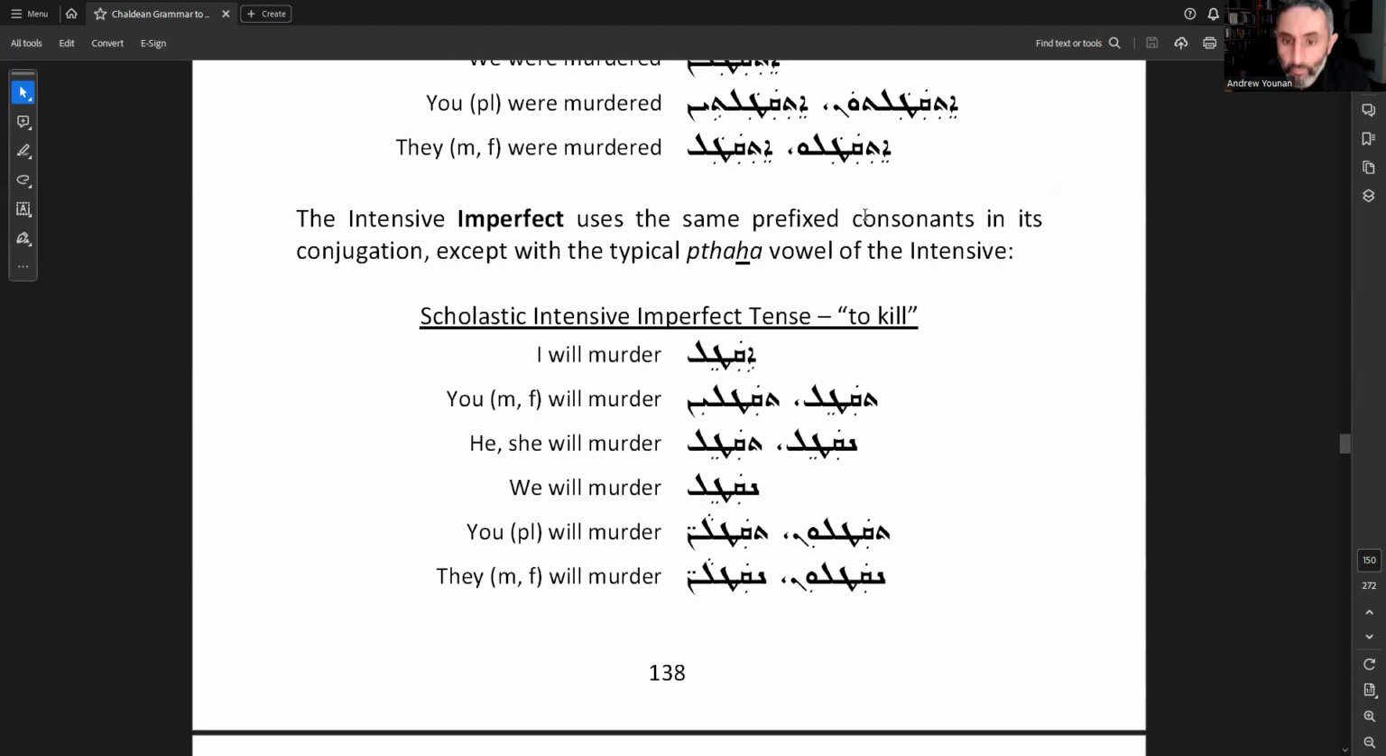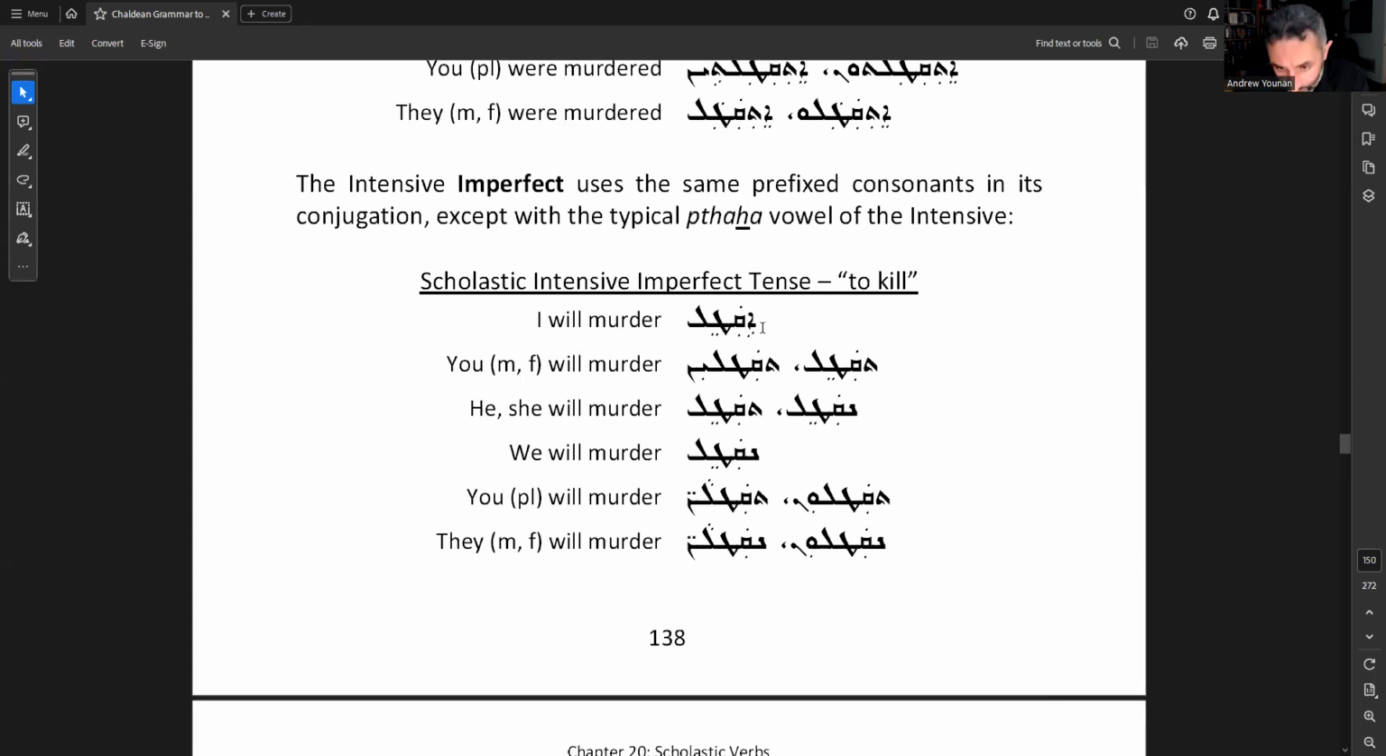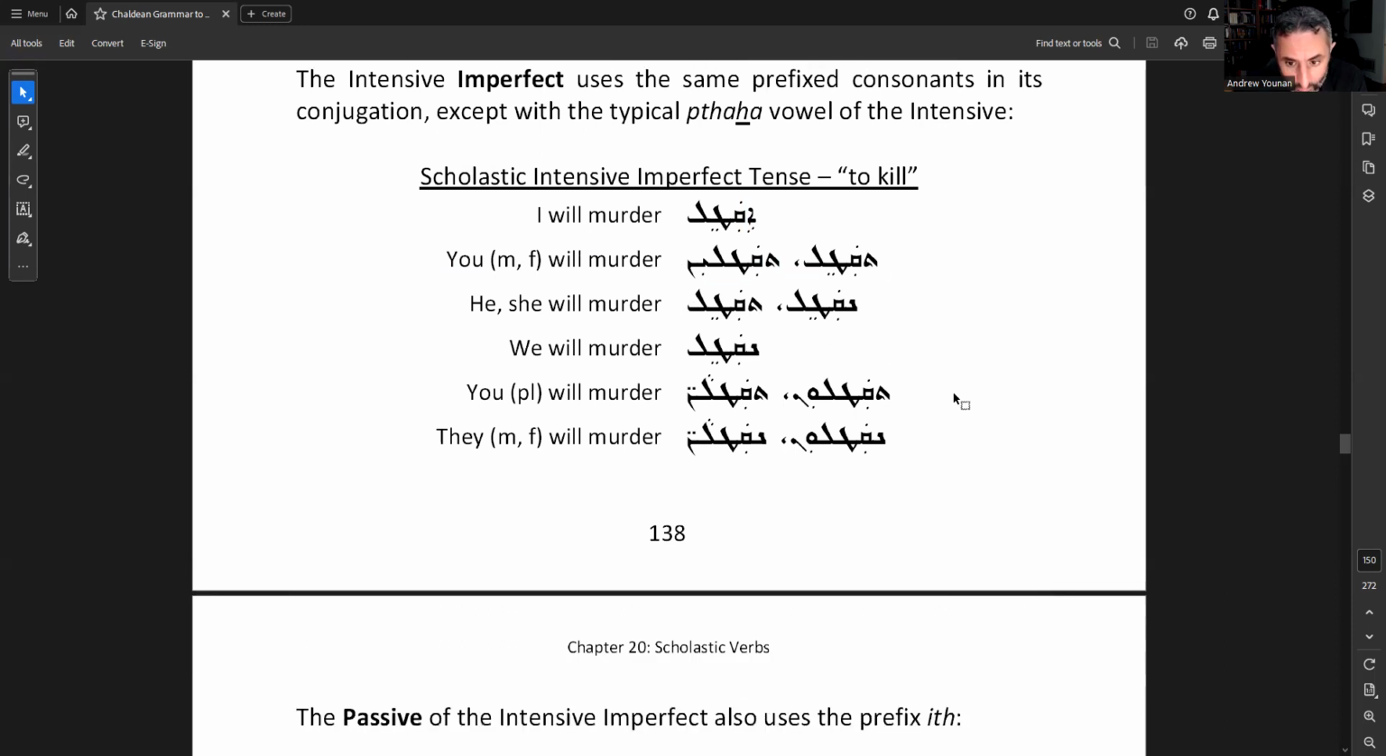The imperfect uses the same prefix consonants in its conjugation, except with the typical pthaha vowel of the intensive. So it's all the same. So it's an alep at the beginning. I will murder. Qattil. You will murder is tqattil. You feminine, tqatlin. So it's all the same beginnings that you already have memorized. He will murder, nqattil. She will murder, tqattil. We, nqattil. Tqatlun, tqatlan. Nqatlun, nqatlan. The pattern is exactly the same, just some vowel differences.